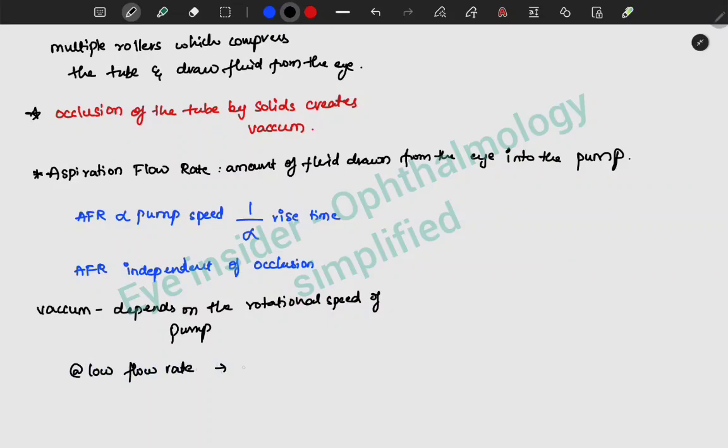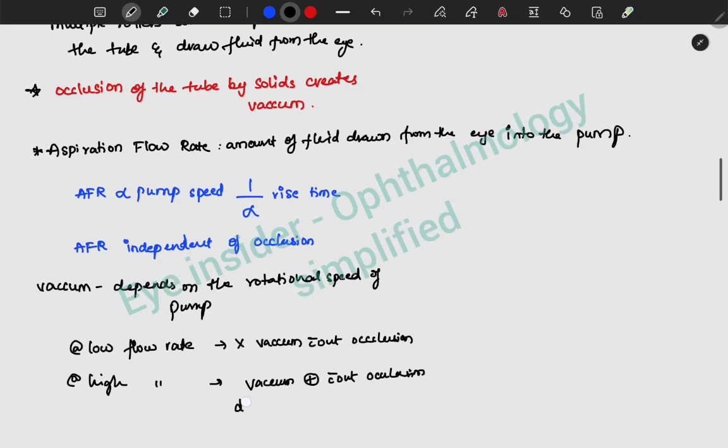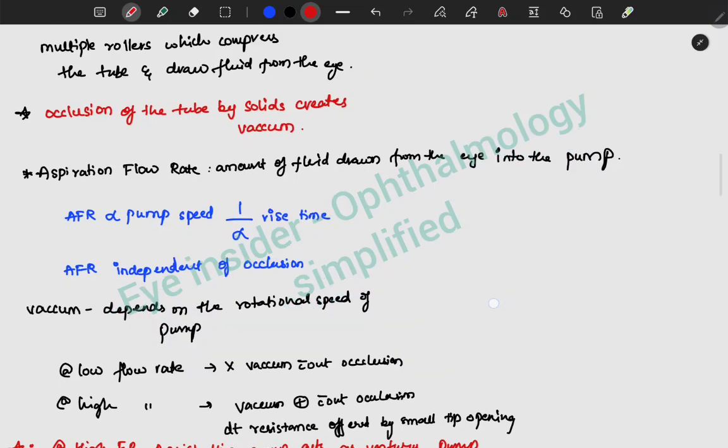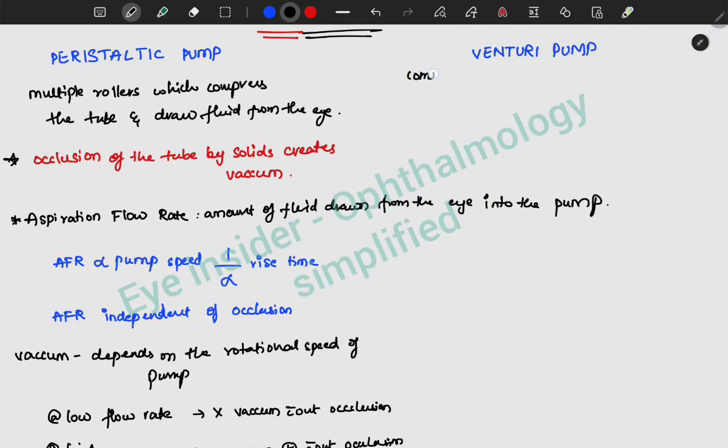Now, at low flow rates, there is no vacuum without occlusion of the tip, whereas at high flow rates, vacuum is created even without occlusion. This occurs due to resistance offered by the small tip opening. Therefore, at high flow rates, the peristaltic pump acts as a venturi pump. That is, vacuum is independent of occlusion.